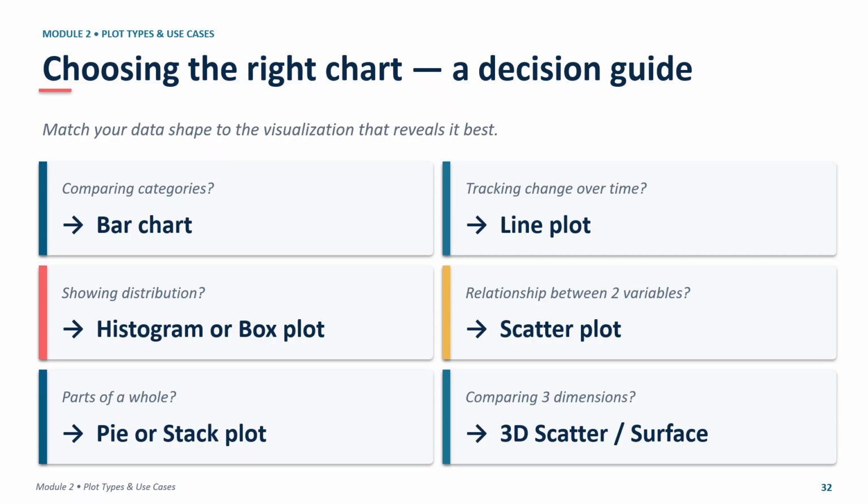So the main rule of thumb here is that before writing any code, you have to ask yourself, what question am I trying to answer? Then find out the chart type that answers the question most clearly. That is how you can choose the right chart in order to make a better decision.